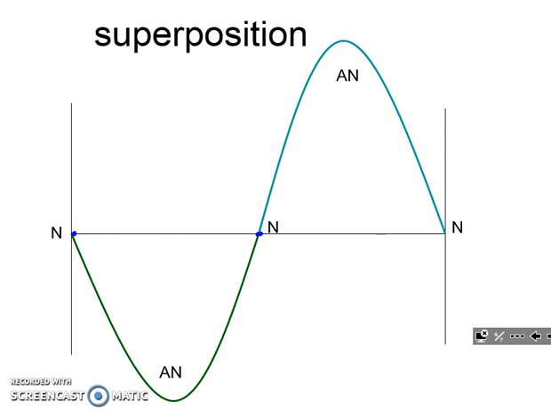The N stands for node. We'll summarize that in the notes. Those are areas of destructive interference. And then where they are constructively interfering here and here are called antinodes, AN. So those are terms that are very, very important.